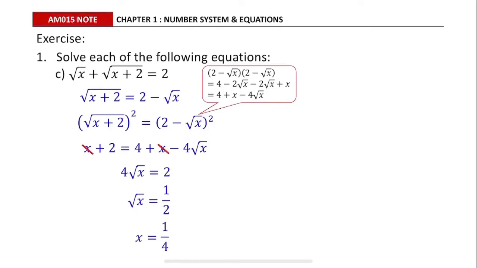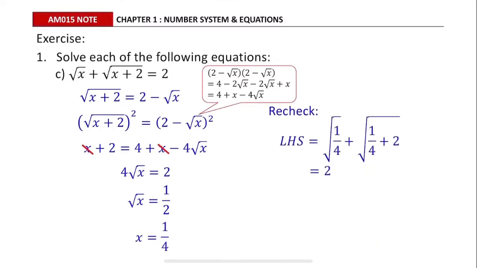Now we have to check this answer. Substitute x equals 1 over 4 into the left side and the right side. Since the values are the same, this answer is true for this equation. Therefore, x equals 1 over 4 is the answer.